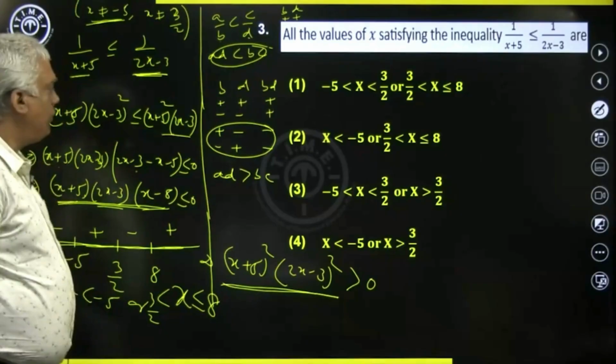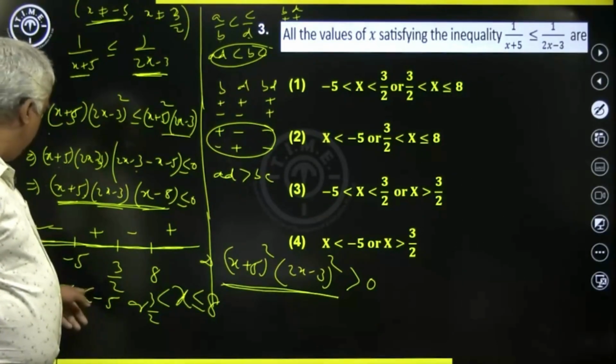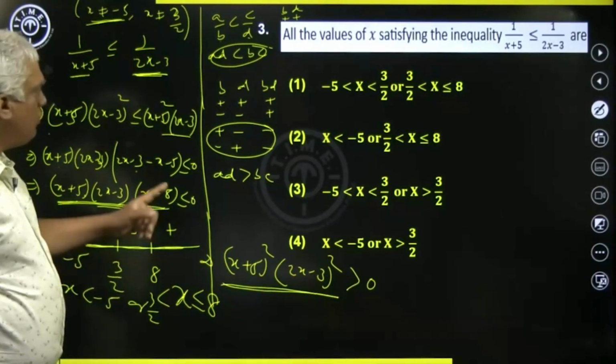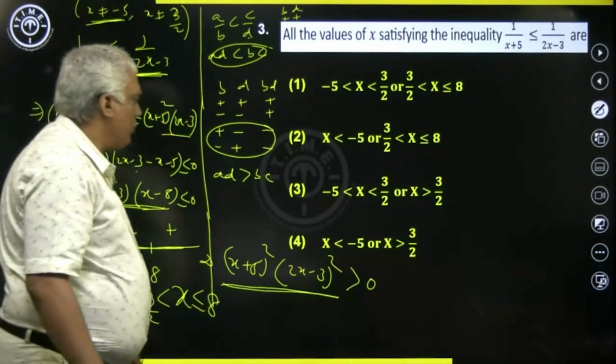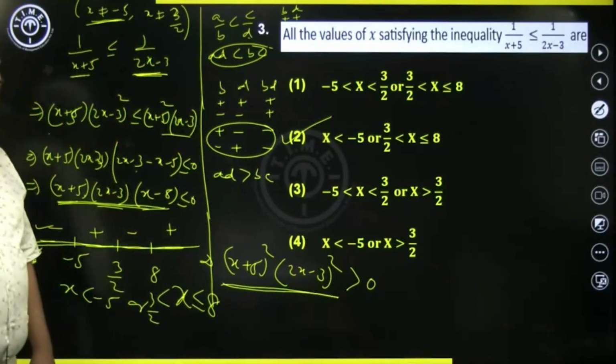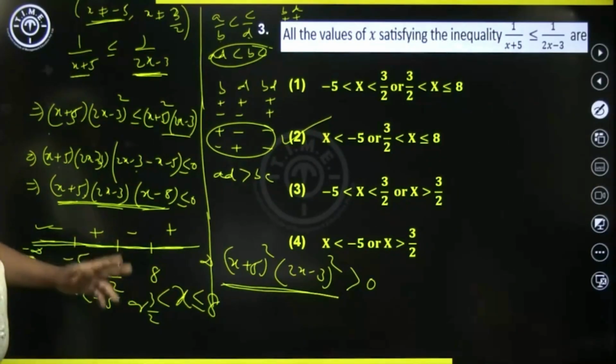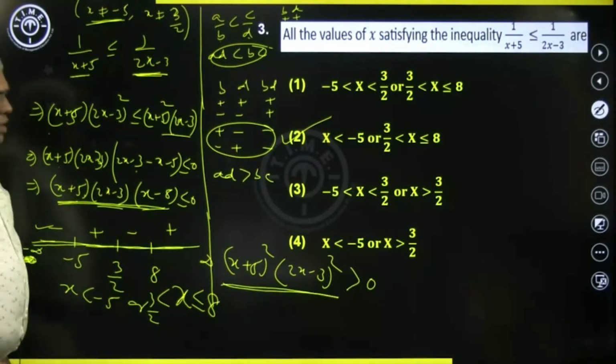So, let us check out the options. x is less than minus 5, or x is more than 3 by 2 and less than or equal to 8. So it is option 2, that should be the answer. So option 2.